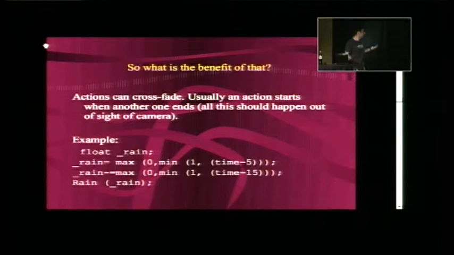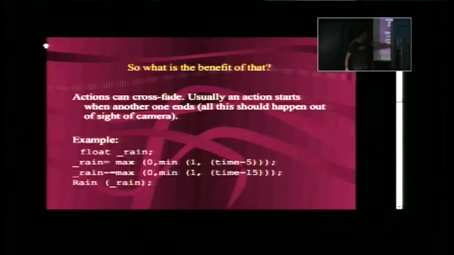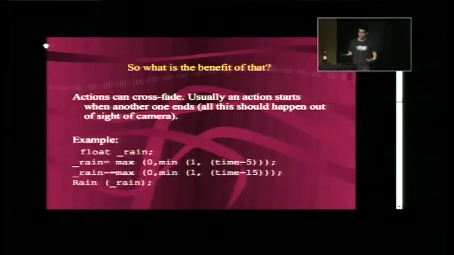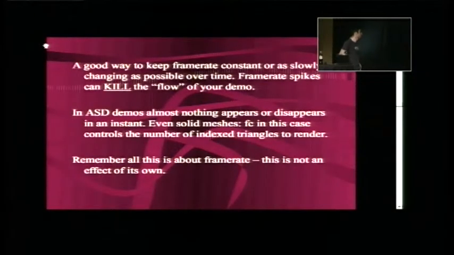This way, the actions can crossfade. When one starts, the other one will end. Sometimes you have to take the camera away from this. So in this example, you would have rain appearing after the 5th second, and then disappearing after the 15th second. So maybe at the 15th second, something else starts. So the two things can crossfade. And this is very, very important, because that's how you can keep your frame rate constant.